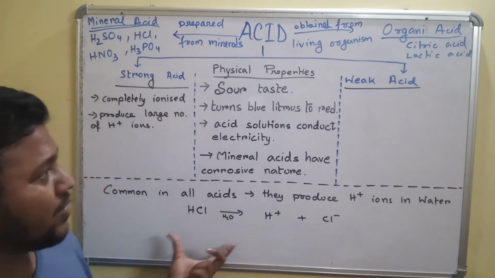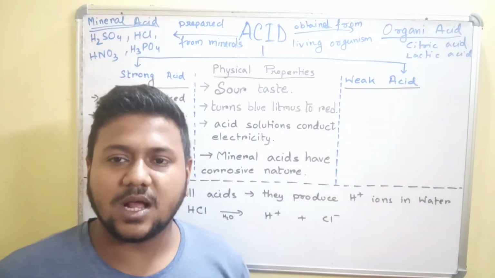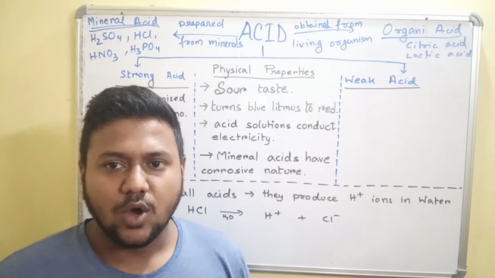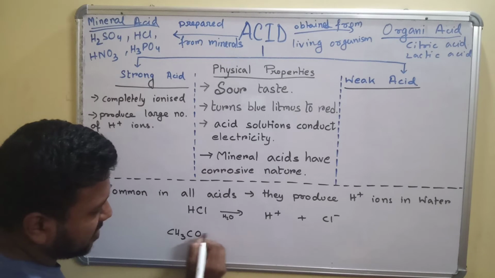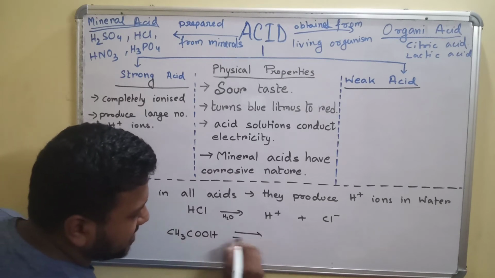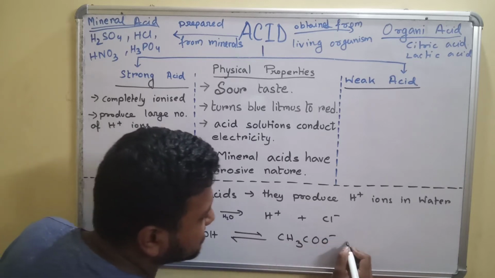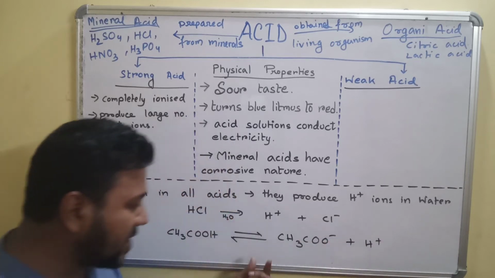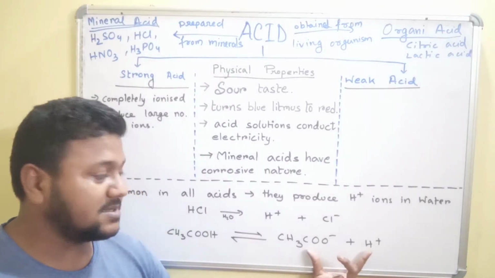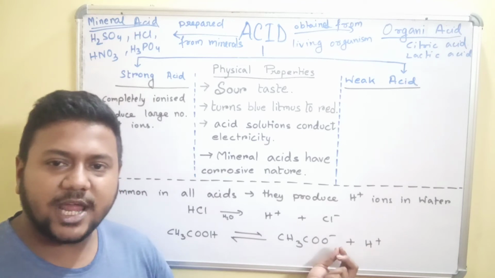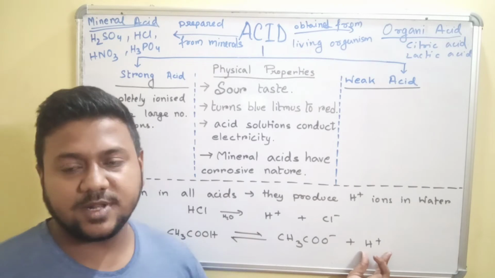Whereas weak acids do not completely ionize in water. Let us see one example, like CH3COOH. When it dissociates in water, it dissociates into CH3COO minus plus H plus. But we have given a backward arrow, as some of the ions come in contact with each other and form the acid, thereby reducing the content of H plus ions.